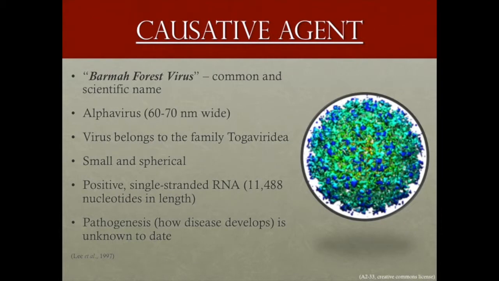The Barmah forest virus is used for both the common and scientific name. It is an alpha virus of the family Togaviridae that is 60 to 70 nanometers wide. Similar to all alpha viruses, it is small and spherical. It has a positive single-stranded RNA genome of 11,488 nucleotides. To date, no studies have been carried out to investigate and identify the pathogenesis of the BFV disease. It seems likely that the virus evolved in the Old World from an insect-borne plant virus.